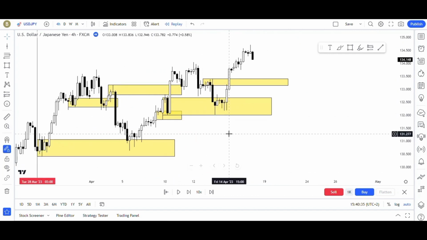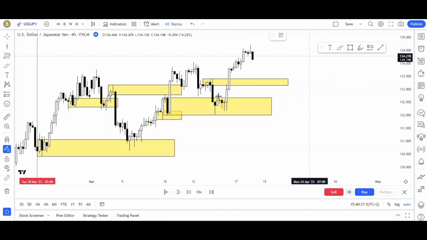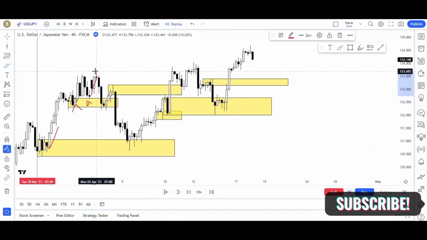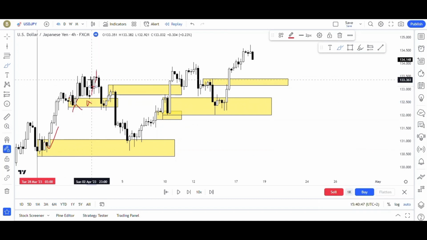So now you can see that this order block here, it did work. This order block here, it didn't work. Yeah, it could go break even. If you bought here, it could go break even or make maybe 2% or 2.5%. Well, then we had this order block here, it didn't work.